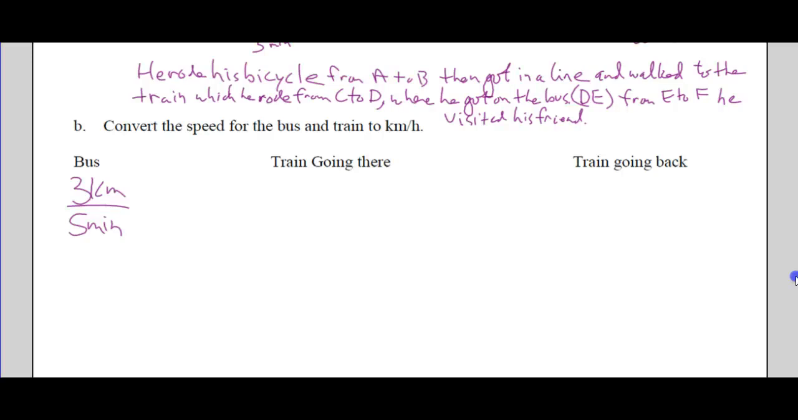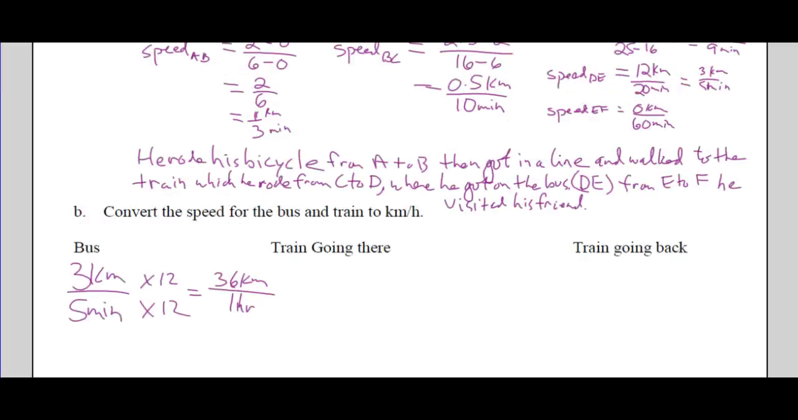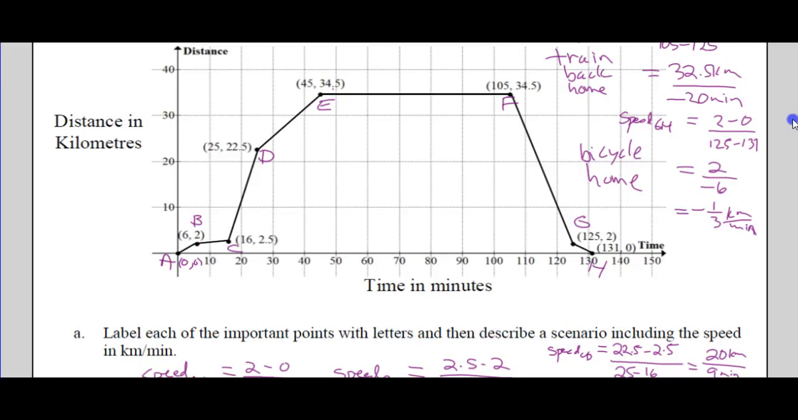Okay, how many minutes in an hour? 60. How do I turn a 5 into a 60? Times it by 12, right? So what I want to get on the bottom is 1 hour. So that's equal to 36 kilometers in 60 minutes, or 36 kilometers per hour, right? So the idea is, let's change the bottom to be 60 minutes.